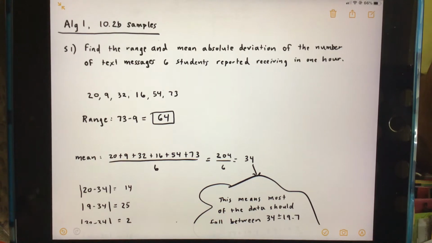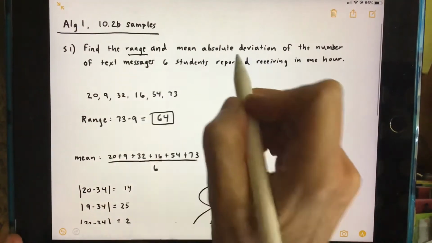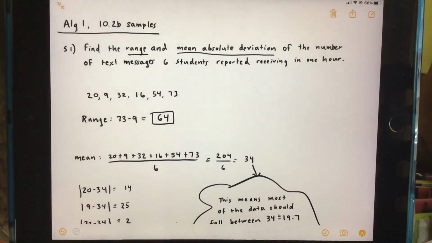We are preparing for our quiz 10.b, where we are showing our mastery and understanding of finding the range and the mean absolute deviation of a particular data set. In this case, it will be of the number of text messages that 6 students reported receiving in 1 hour. So here's the number of text messages that they reported receiving in 1 hour. We are going to find the range and the mean absolute deviation of this particular set of data.